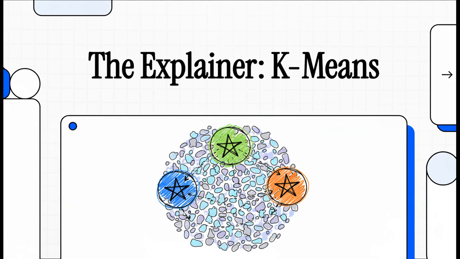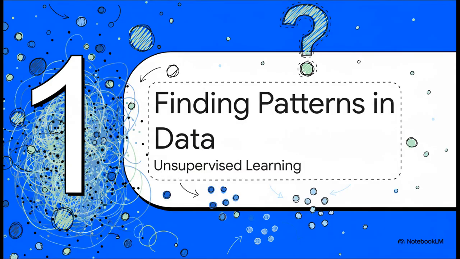Today we're going to pull back the curtain on something pretty cool. How do machines find hidden groups in giant, messy piles of data? We're going to dive into a classic, super powerful algorithm that does exactly that. It's called k-means. All right, so let's get right into it.